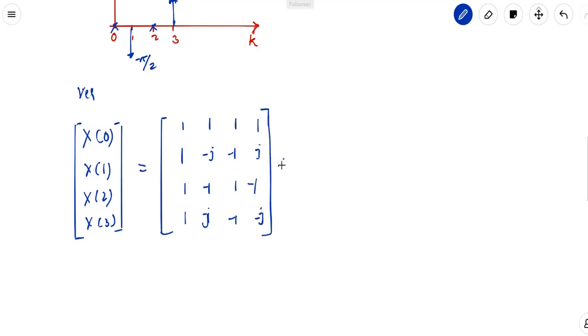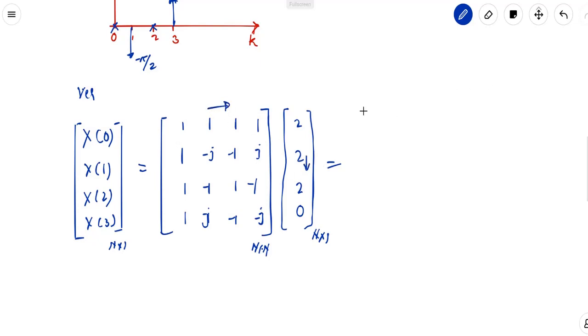Okay, so what is the input? Input is x of 0, x of 1, x of 2, and x of 3, that is, we have taken as 2, 2, 2, and 0. This is our input. So this is a matrix n into n, and this is a vector n into 1. First I have to multiply this row and this column. This becomes 2 plus 2 plus 2 plus 0: 1 into 2 is 2, 1 into 2 is 2, 1 into 2 is 2, 1 into 0 is 0.